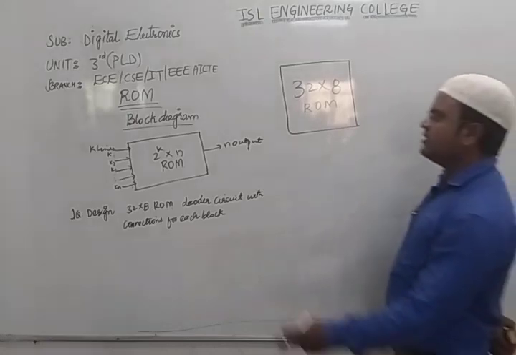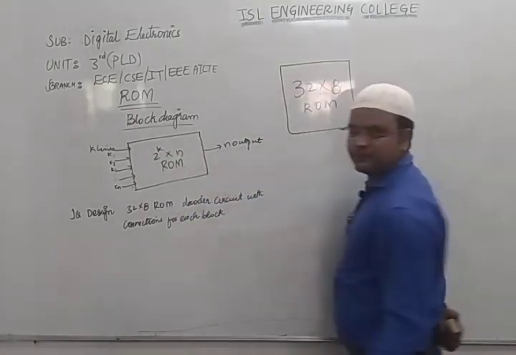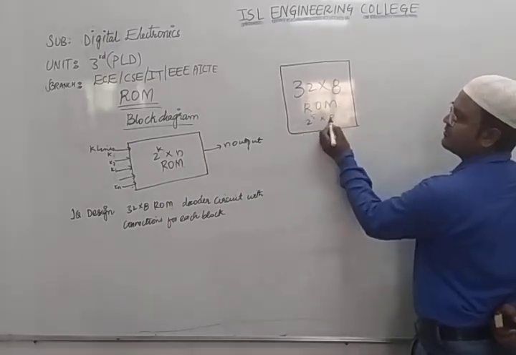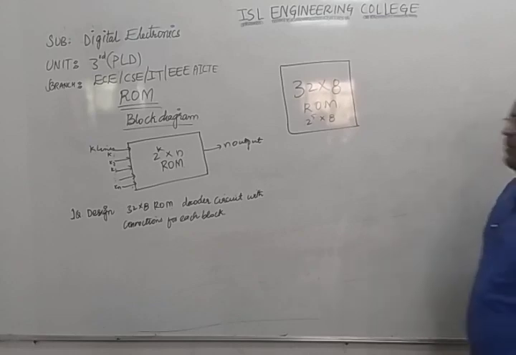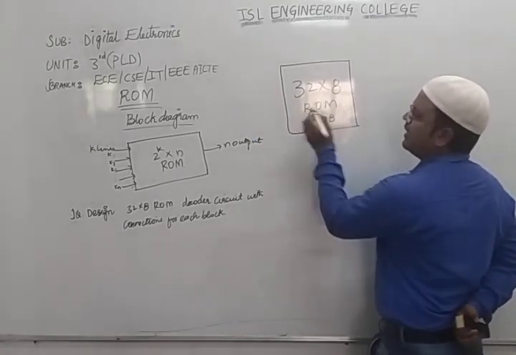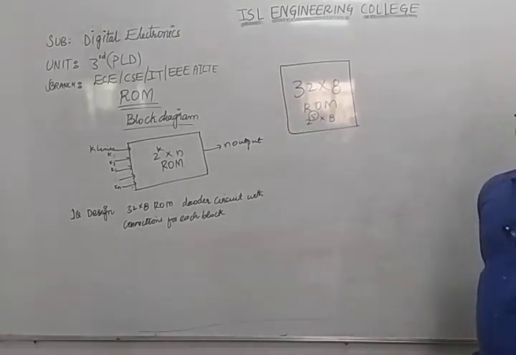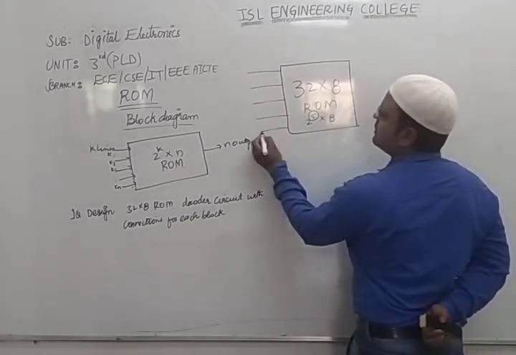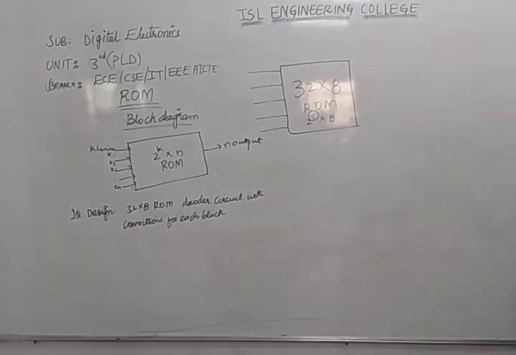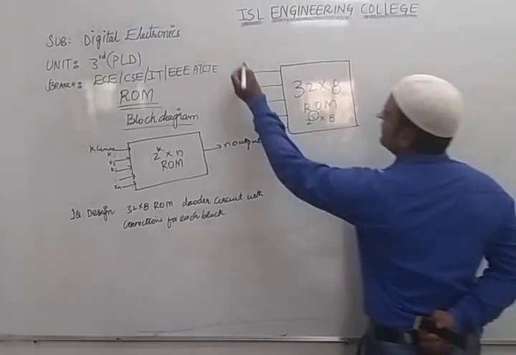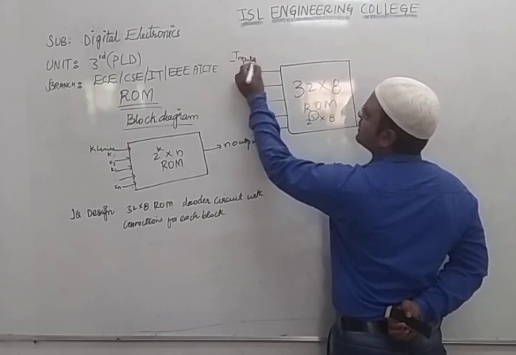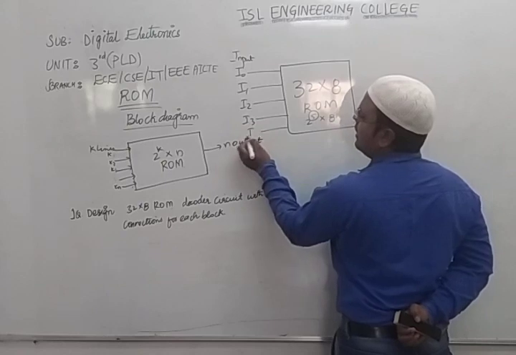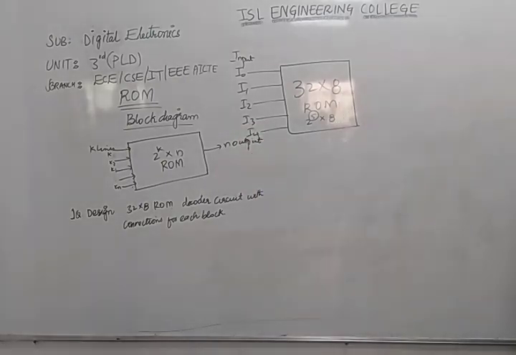So in that, what do we have to see? 2 power k. For 32, I can write 2 power 5 into 8. So how many k lines should there be? There should be 5 k lines. The input we are giving should have how many lines? There should be 5 lines. So those 5 lines I am mentioning here. This is our input side. The input side is given by the letters I0, I1, I2, I3 and I4. This is done. Next thing, they asked us to design what?